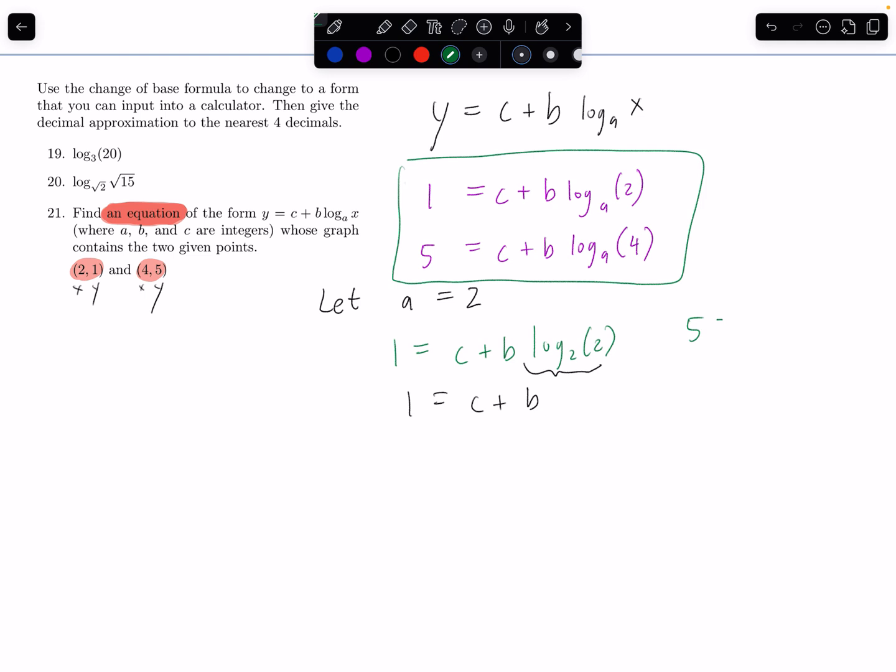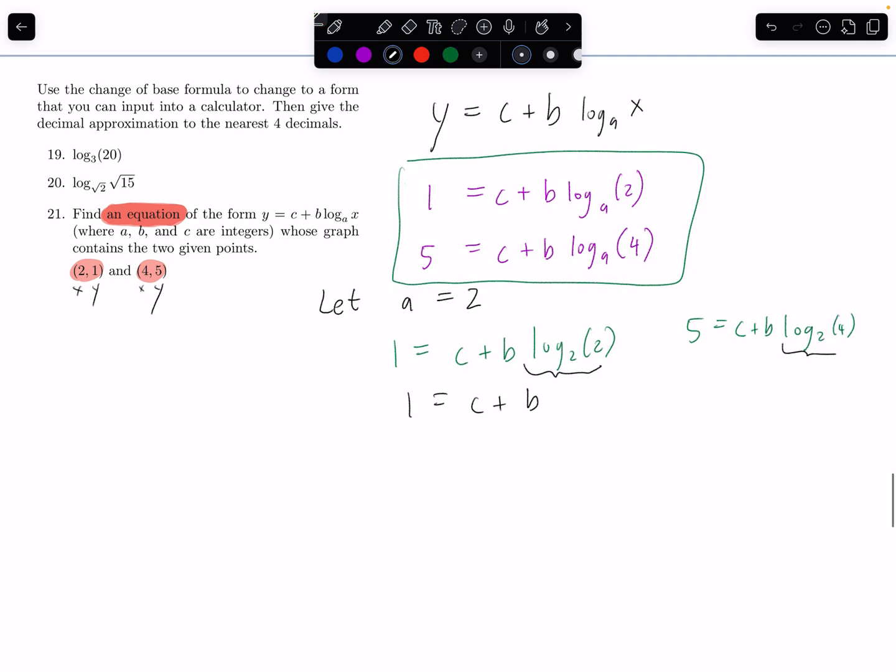Okay, what about this guy? Let's do this guy. So I had 5 is equal to c plus b log 2 of 4. What's this log 2 of 4? 2 to the what power is equal to 4? And the answer is 2. So I got 5 is equal to c plus b times 2. Or 5 is equal to c plus 2b.